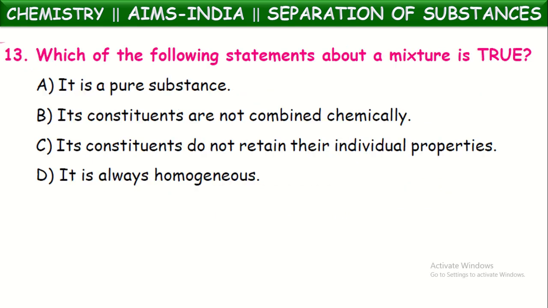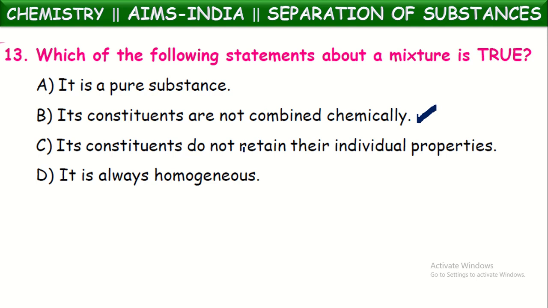See the next. Which of the following statements about a mixture is true? Some statements are given about mixtures here. See which are correct. This is a pure substance. Is a mixture pure? No, we cannot say. Its constituents are not combined chemically. Yes, the components of a mixture are not combined chemically, they are just mixed with each other physically. That is the correct statement.